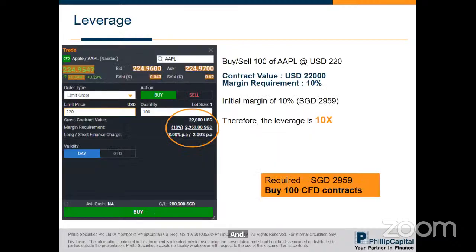So using our platform, if you have used our platform before, you probably recognize this. If you have not, then I will show you based on our platform. Using Apple as an example, let's say we want to long 100 Apple at 220. When you launch an order ticket, you'll be able to see the gross contract value, margin requirement, and long short financing charges. Over here, we can see that the margin required is 10%, which also means that in order for us to hold 100 Apple contracts, we need around 2.9k Singapore dollars of margin to purchase the contract that is worth around $22,000.